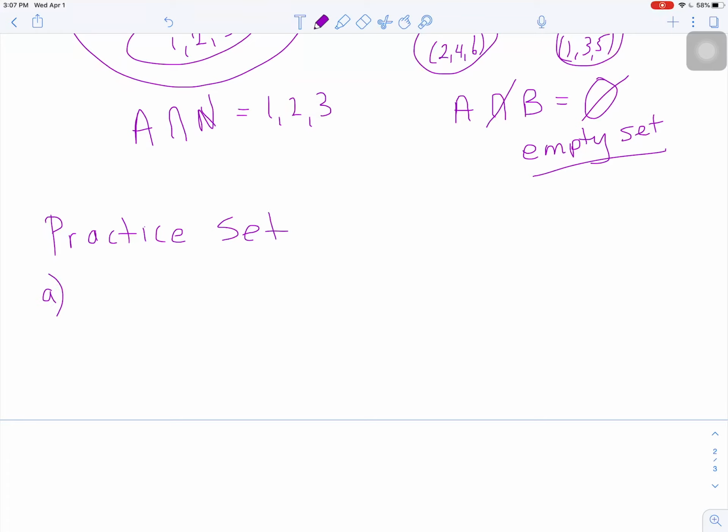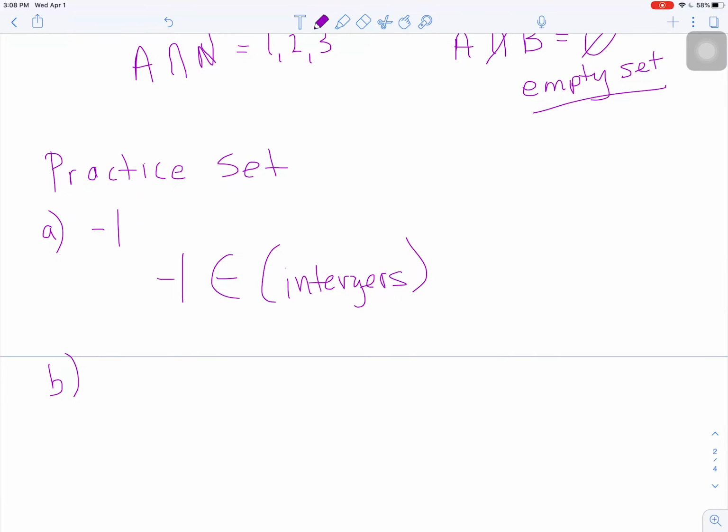So A is going to have -1. That's what it says, -1, and then it says indicate if the number is an element of the set of integers. So remember, we're going to have an element in there. So is -1 an integer? Yes, it is. It is an element of integers. That would be the answer for A. B is asking us, is 2 an element of integers? Yes, 2 is an element of integers.